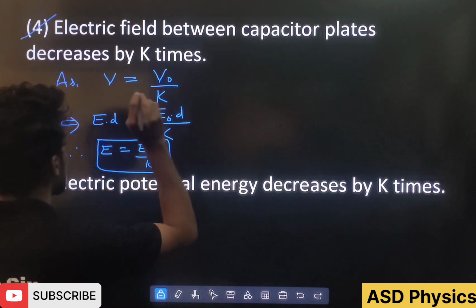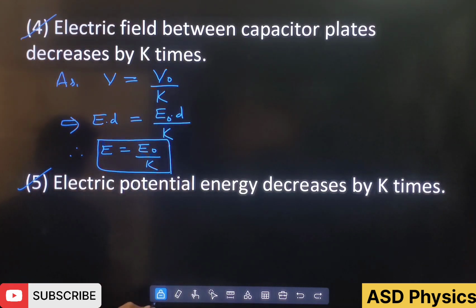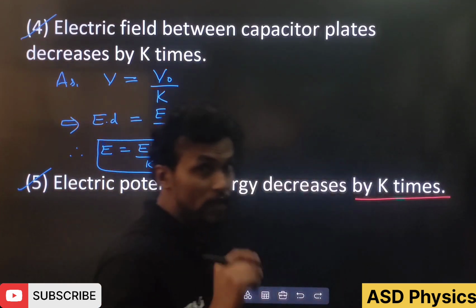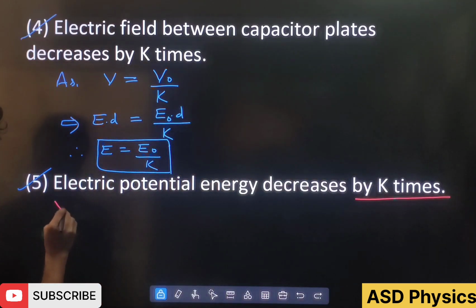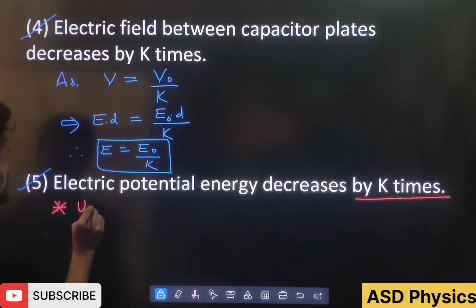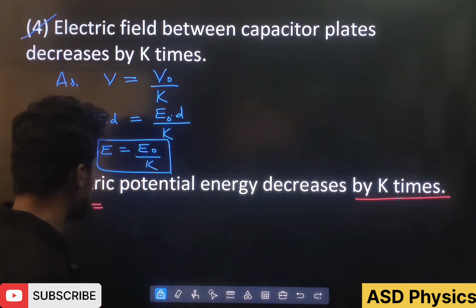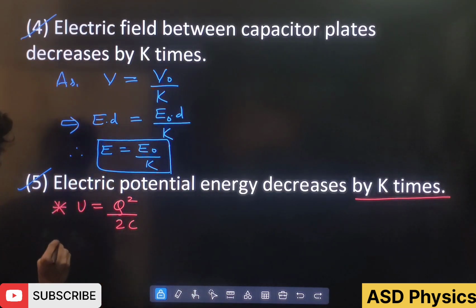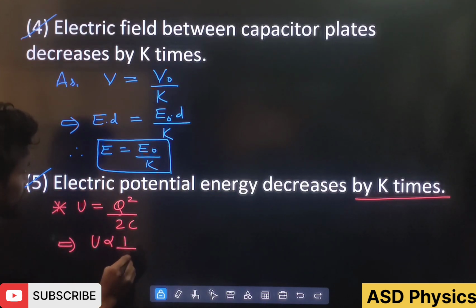Great. Now, fifth one, students, you can see very well what is given. Electric potential energy decreases by K times. How can we tell? Here you know very well, the charge is constant. So when the charge is constant, which formula will we use? We will use this formula, U equal to Q square by 2C. And now what is constant? As the charge is constant, we can tell U is inversely proportional to C.